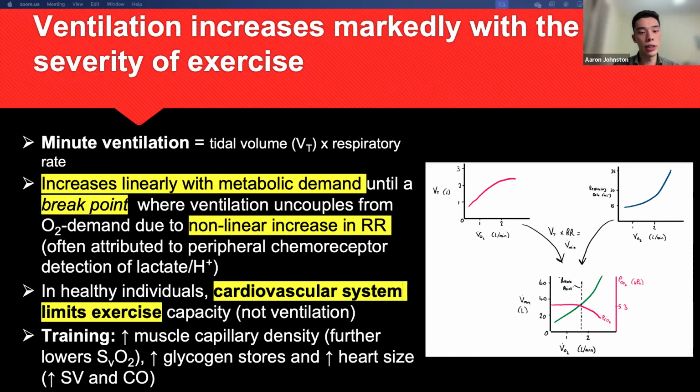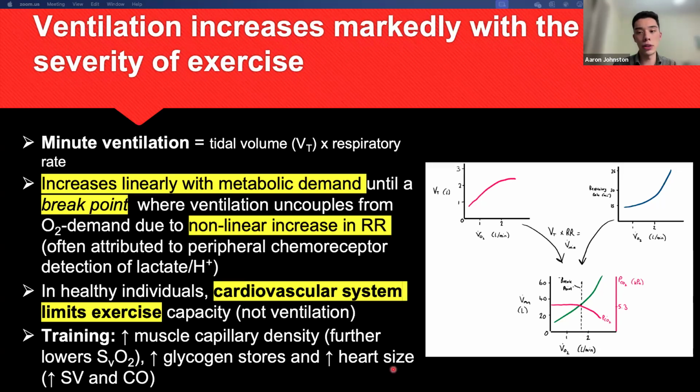So minute ventilation, as a reminder, is tidal volume and respiratory rate multiplied together. And we know that ventilation increases linearly with metabolic demand, as shown here. So metabolic demand on the x-axis measured as oxygen consumption, until we reach this break point, which is thought to coincide with the anaerobic threshold, where ventilation becomes uncoupled from oxygen demand, and we have this exponential increase in ventilation, driven primarily by an increase in the respiratory rate as opposed to an increase in the tidal volume.